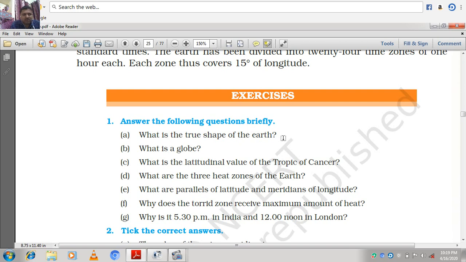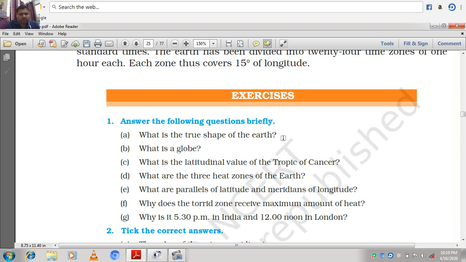So we have discussed geoid. The true shape of the earth is geoid. Geoid means it is like the earth. So what will be your answer? The answer will be: the true shape of the earth is geoid. So this is the right answer.